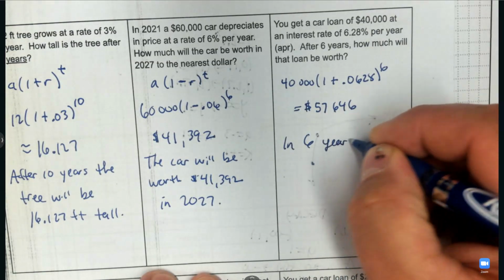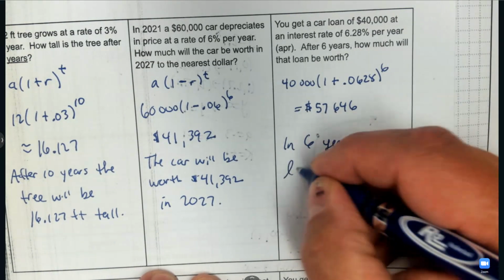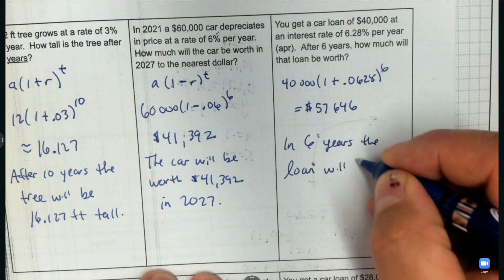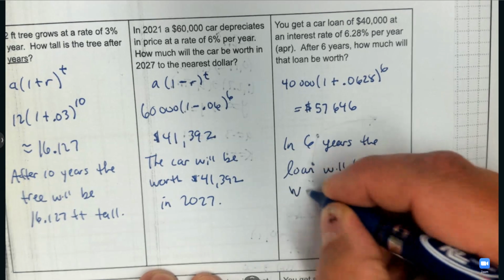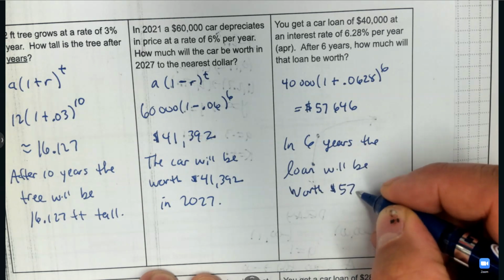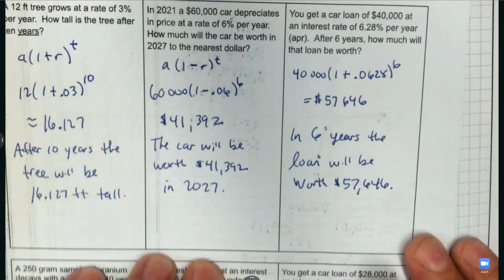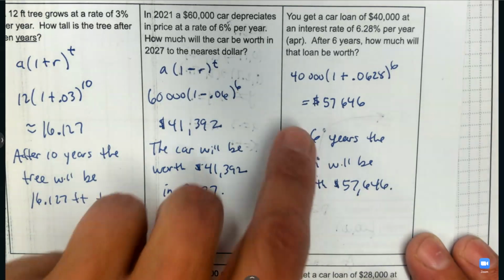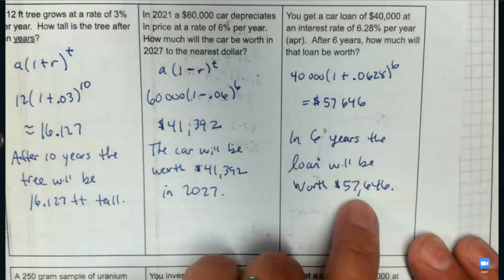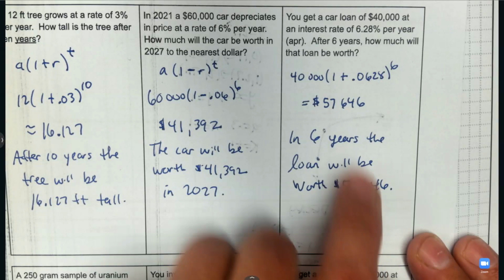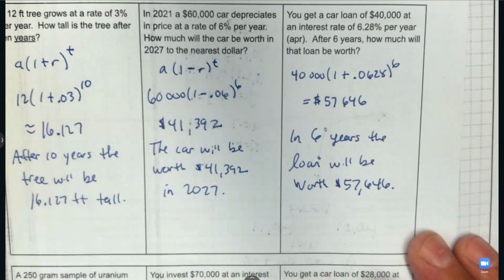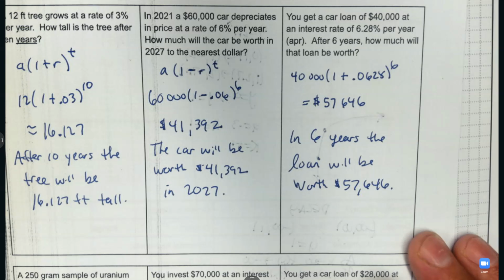And now I'm going to write a simple sentence. In 6 years, the loan will be worth $57,646. So if you ever need to take out a loan to buy your vehicle, the true price of the vehicle is how much your loan is worth, not how much the car is, and so on. It's a good lesson to save first and then buy it, if you can.